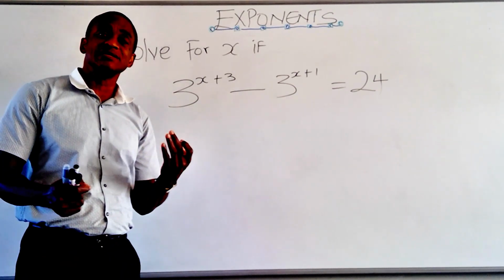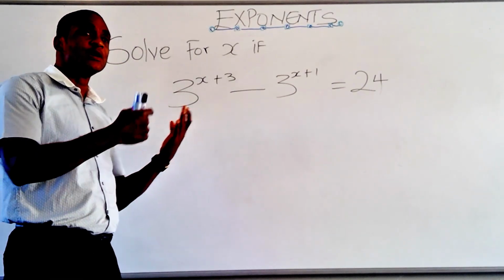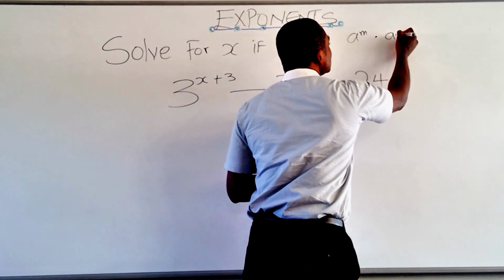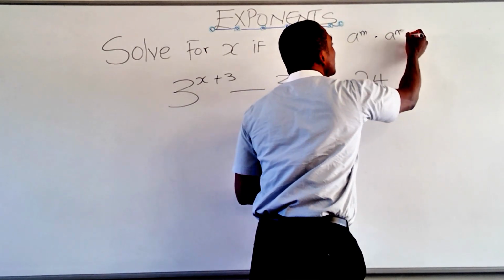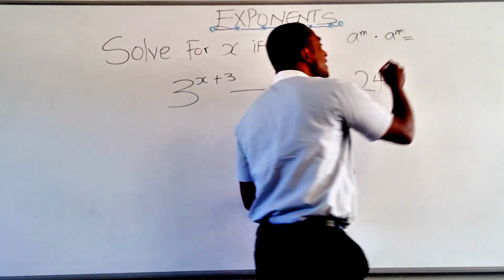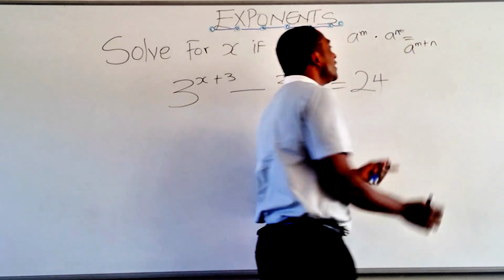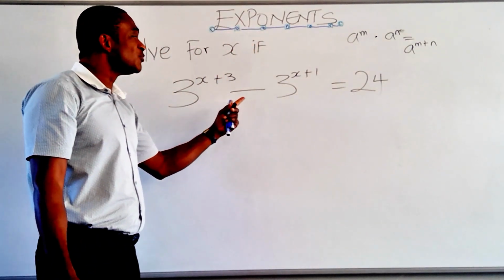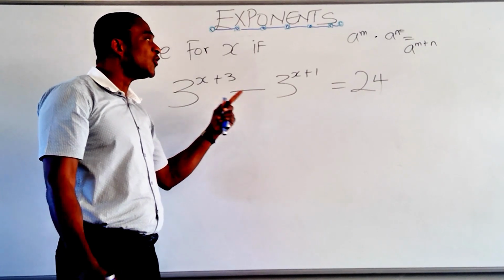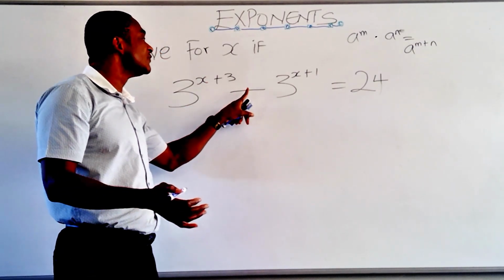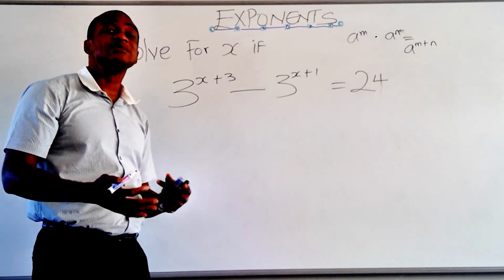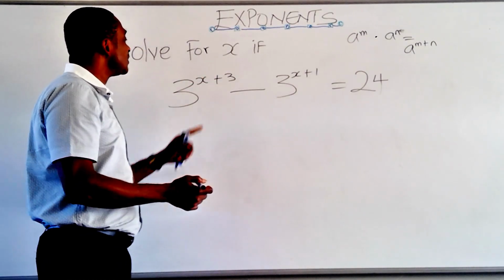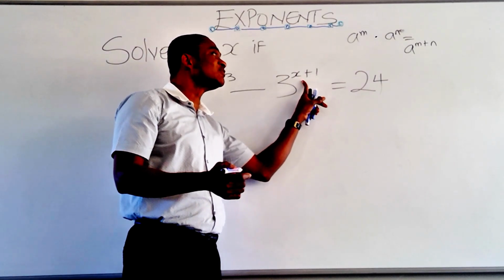Now, when you have exponents, remember that the laws of exponents has to do with multiplication, where they told us that if we have two bases with different exponents multiplying each other, all we need to do is to add their exponents. Or if they are dividing each other, subtract their exponents. But in this case, they are not multiplying, they are not dividing. So when we have this type of case where we have subtraction or addition, then we know that it involves factorization.